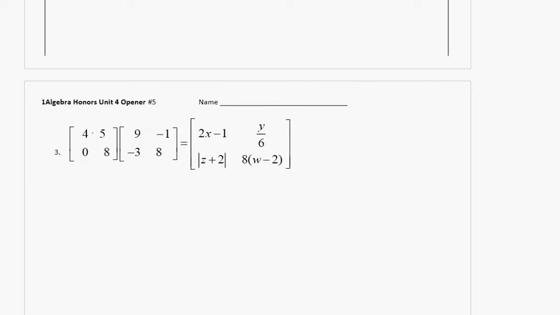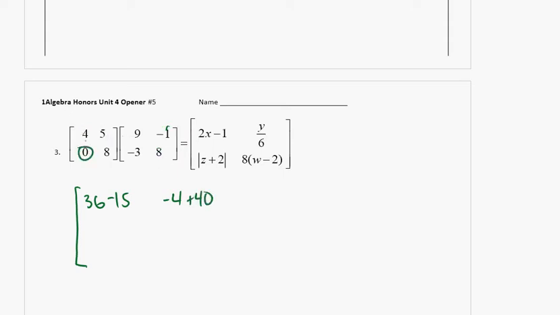For starters, we're going to have to multiply these two matrices over here on the left-hand side. And if you're having trouble with your matrix multiplication, you want to check out Unit 4 Opener number 3. But for now, we're going to multiply 4 times 9 and get 36. And we're going to multiply 5 times negative 3 and get negative 15, in the top left spot of this matrix. Next, I'm going to do 4 times negative 1, which is negative 4, and then 5 times 8, which is 40.